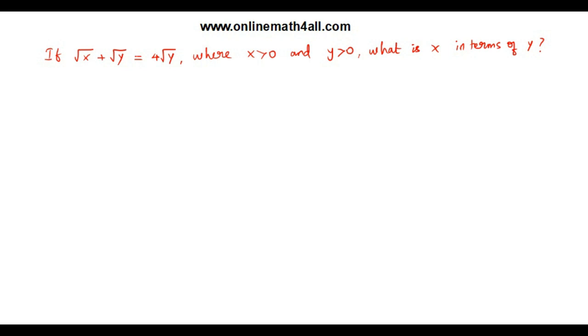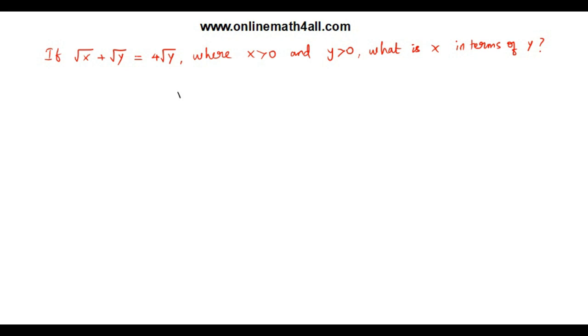So this is a real value, and also y is inside the square root. If y is negative, then this part will become imaginary, but the question says y is greater than 0, so there is no chance for it to be imaginary. Both square root of x and square root of y are real numbers. Okay, our target is to find x in terms of y.